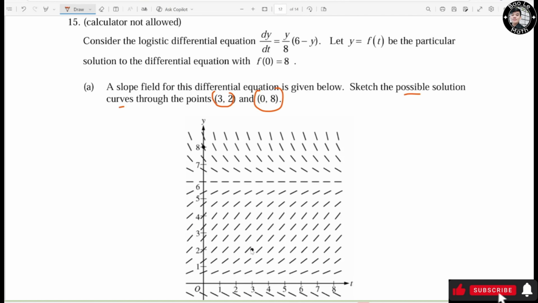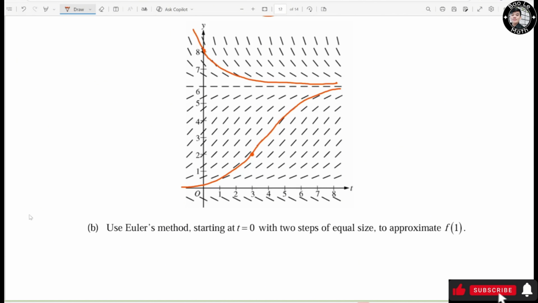So (3, 2) is going to be right here, and (0, 8) is going to be right here. We just follow the flow, so it's going to be something like this. Now let's move on to question B.